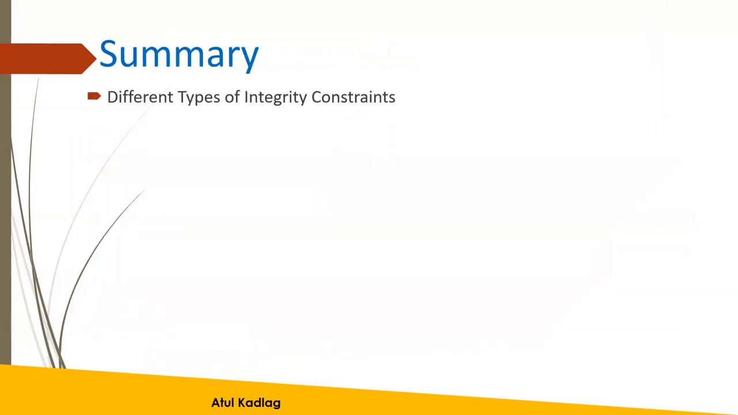So this is what we have seen, the different types of integrity constraints, and these constraints are very useful to keep our database table values correct and stored well and without any issues, so that it will be helpful to keep the integrity of the data in place.